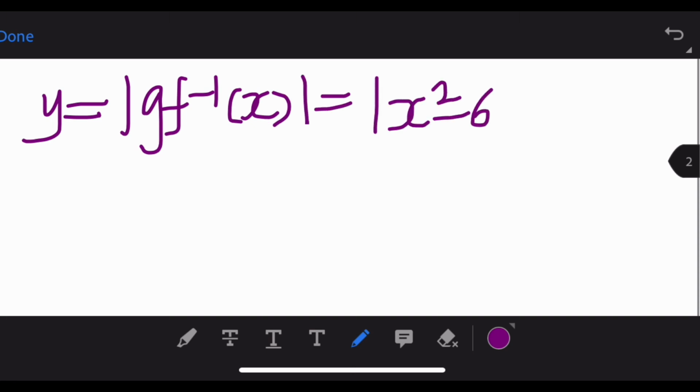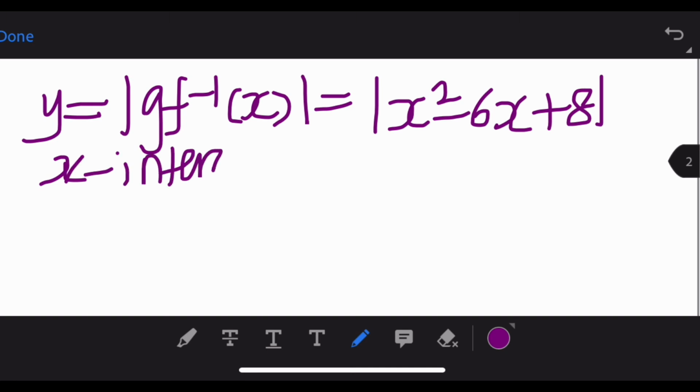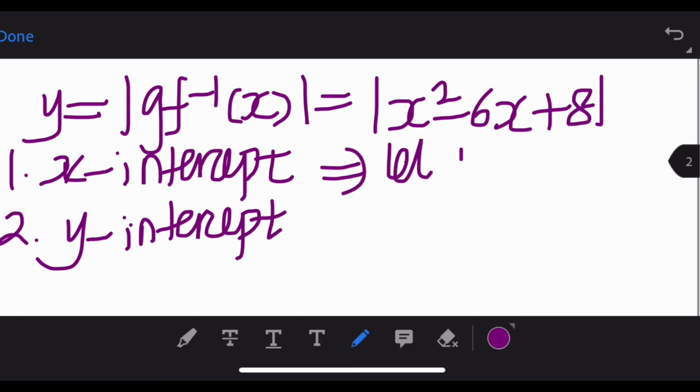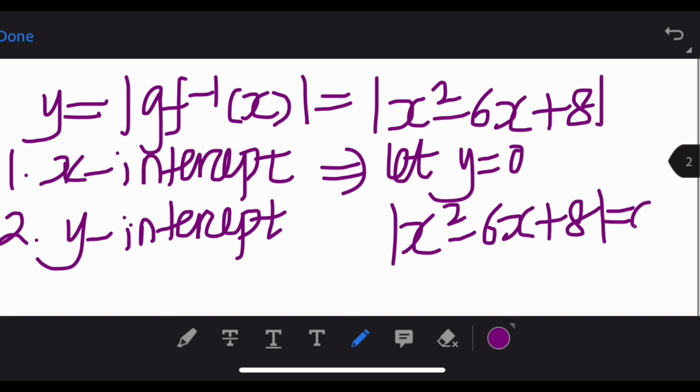x squared minus 6x plus 8. First of all, for you to sketch a graph, you must have the important points: the x-intercept and the y-intercept. First you find the x-intercept, then the y-intercept. How to find the x-intercept? Let y equal 0. I will have to factorize. So I let the modulus of x squared minus 6x plus 8 equal to 0.